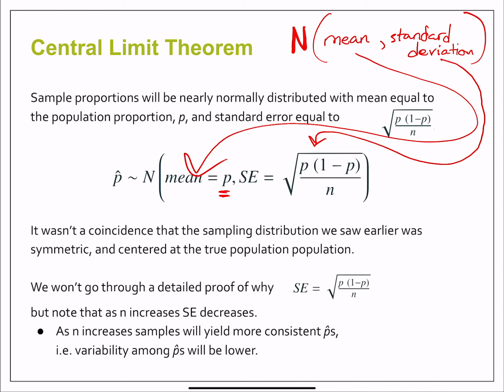Instead of using the standard deviation, we use this thing, and we're going to call this just the standard error, SE. It's just like all other standard errors, but this is the standard error for proportions. I should have put "of proportions," but that's okay. Y'all understand what I'm saying.